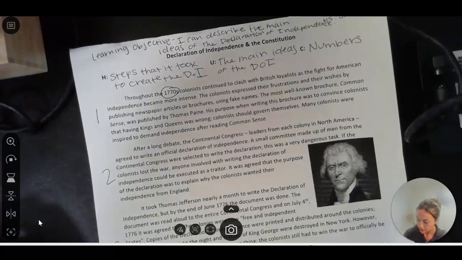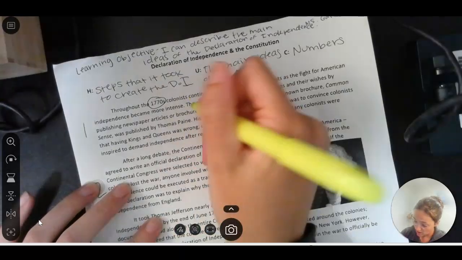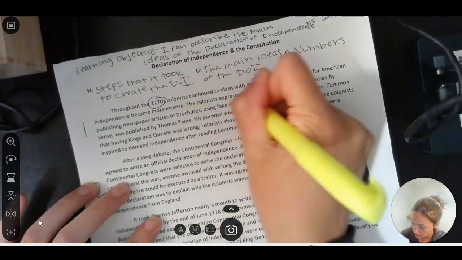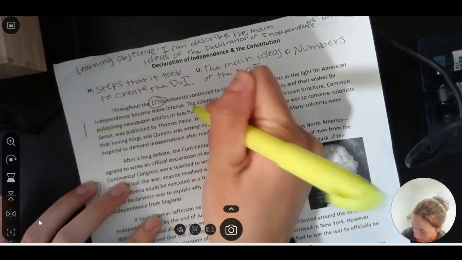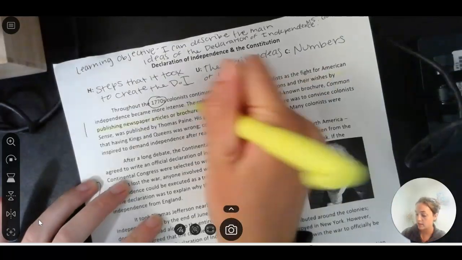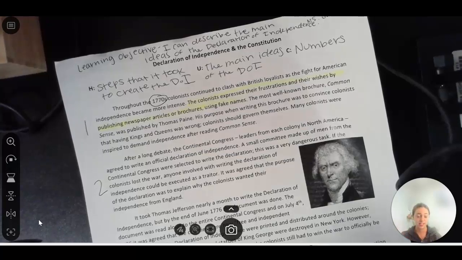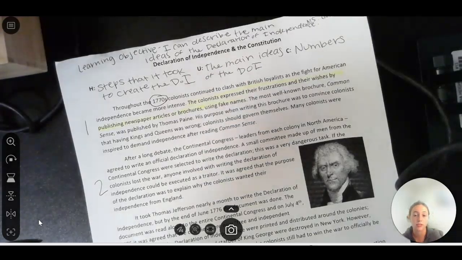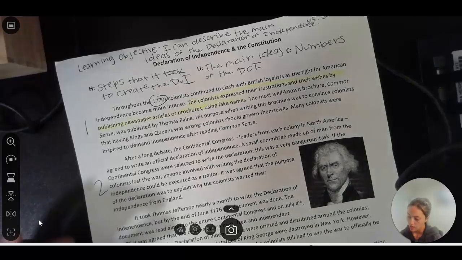Okay, so some steps that it could take were that the colonists expressed frustrations. Ooh, my highlighter is not great. By publishing articles or newspapers using fake names. So some colonists wanted to get out their thoughts and feelings about the British and write them down on paper. We can see that the colonists, of course, were not happy with the British, and they were wanting to say, this is the stuff that we don't like.